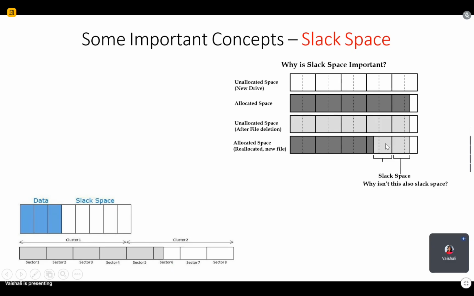You are deleting those files or folders or images or videos, but you are not overwriting. So that memory, that slack space, is still present over there. From those data pointers, you can retrieve that file again. Like, this is the data, this is the slack space. So from that slack space, you can retrieve the files you previously stored over here.